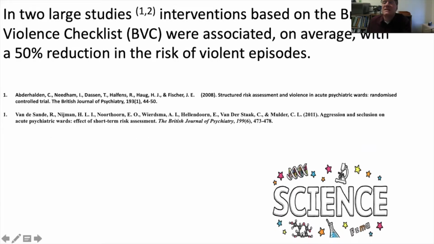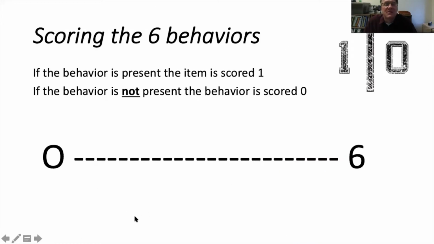In 2 large studies of the Broset Violence Checklist, the risk of violence was reduced quite a large bit after intervening based on these elevated scores. Across the 2 studies, the reduction was about 50% in the risk of violence. So there's reason to believe that if we intervene based on these scores, we can reduce violence, or the risk of violence. As I mentioned, in scoring the 6 behaviors, you score a 1 if the behavior is present and a 0 if it is not present, resulting in a score of 0 to 6.